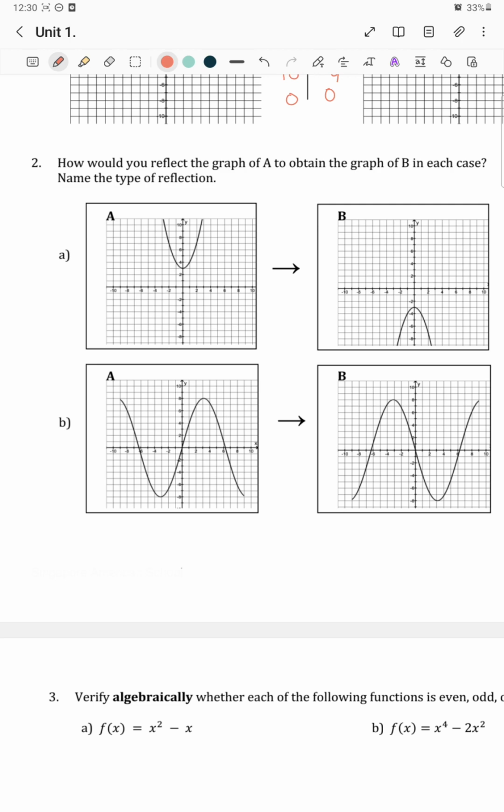So this is very easy. This is the graph A and this is the graph B. So the type of the reflection is reflection along the x-axis, and this is the reflection over the y-axis.